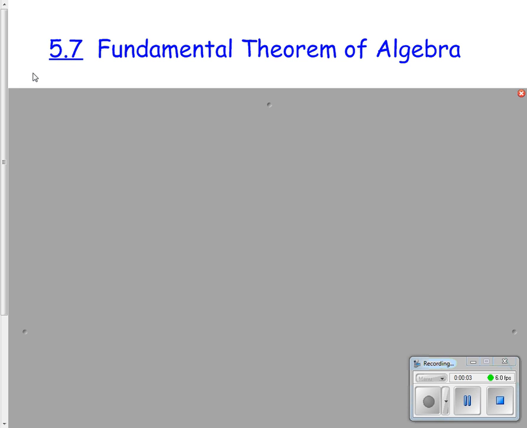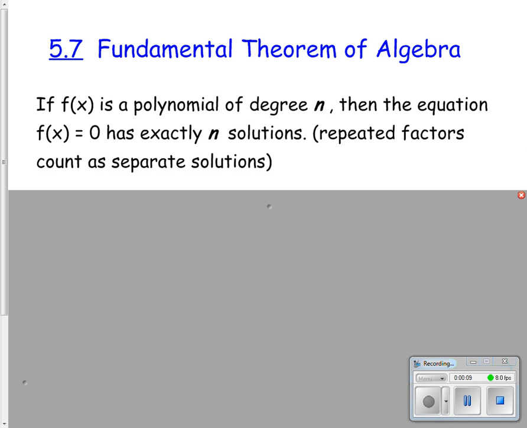Today we will be talking about section 5.7 in your book, entitled The Fundamental Theorem of Algebra. The first important fact to know is that if f of x is a polynomial of degree n, then the equation f of x equals 0 has exactly n solutions. Repeated factors count as separate solutions in this case.